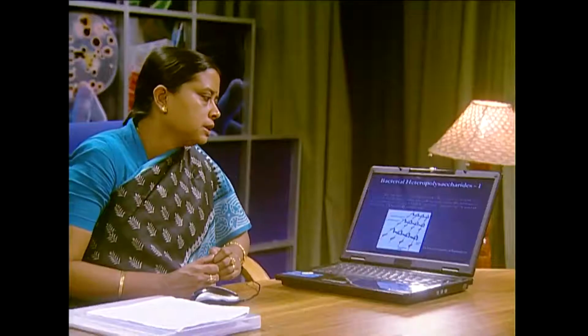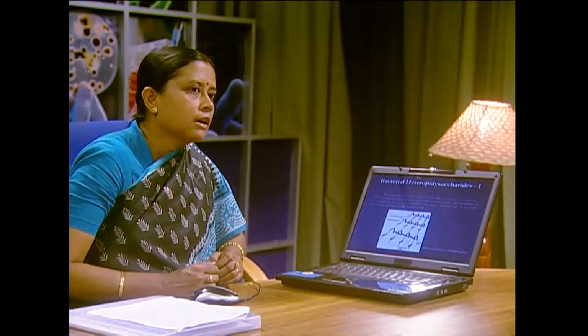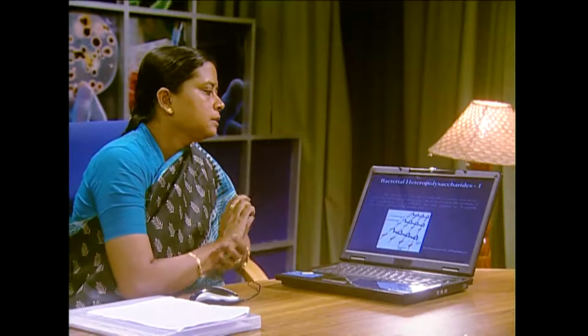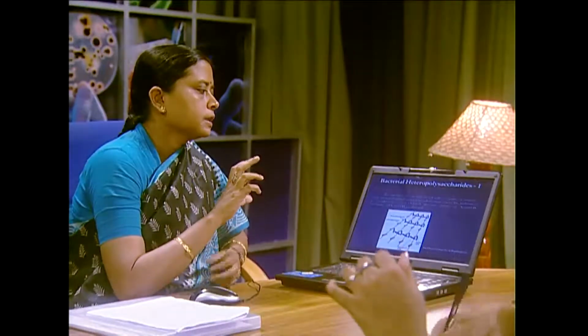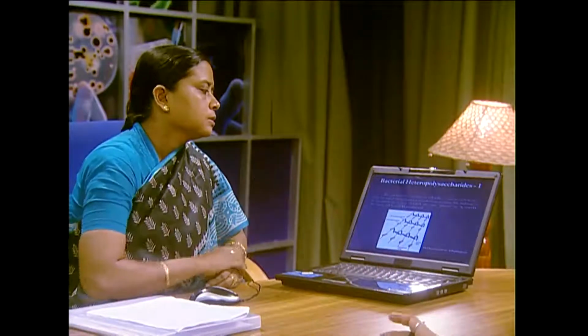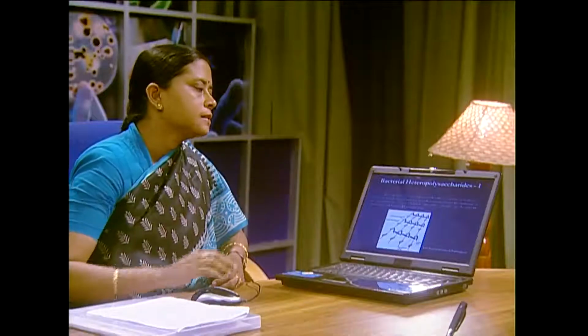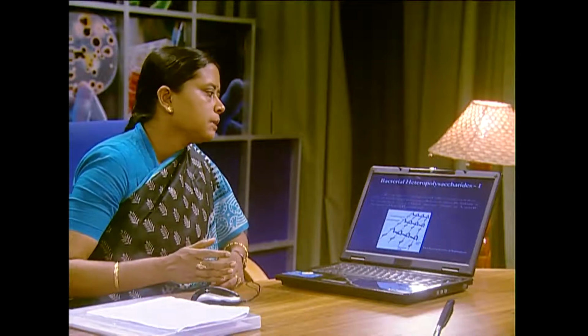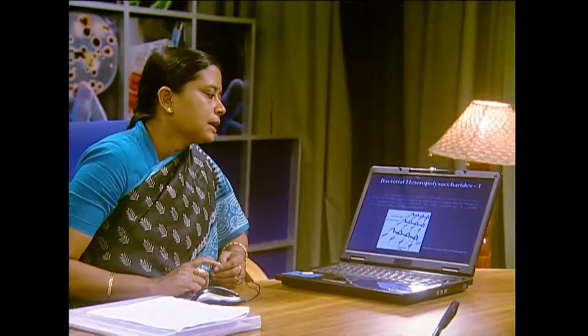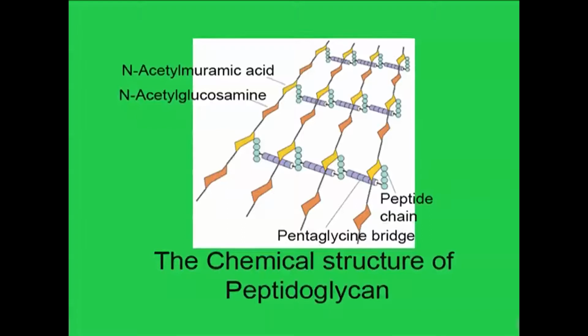We must discuss the bacterial cell wall, because the bacterial cell wall is made up of polysaccharide units arranged in a chain. The constituents are N-acetyl D-glucosamine and N-acetyl D-muramic acid, and these alternating chains of N-acetyl D-glucosamine and N-acetyl D-muramic acid are arranged as shown in the figure.